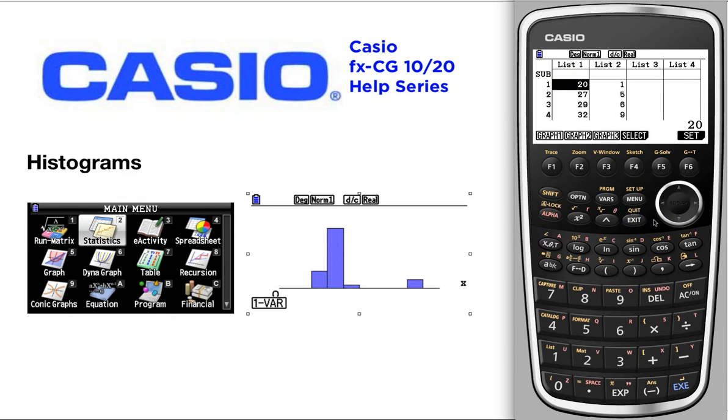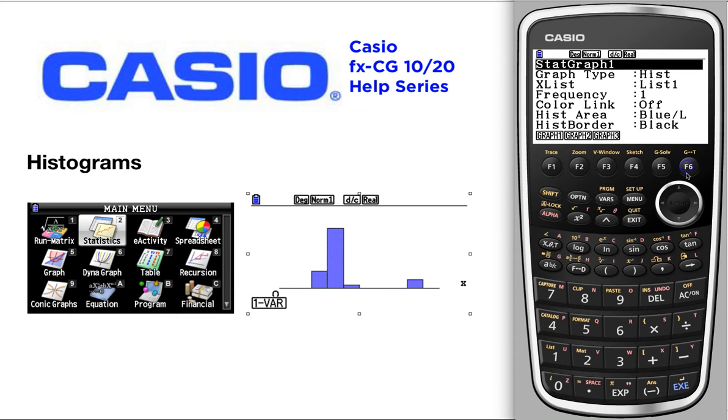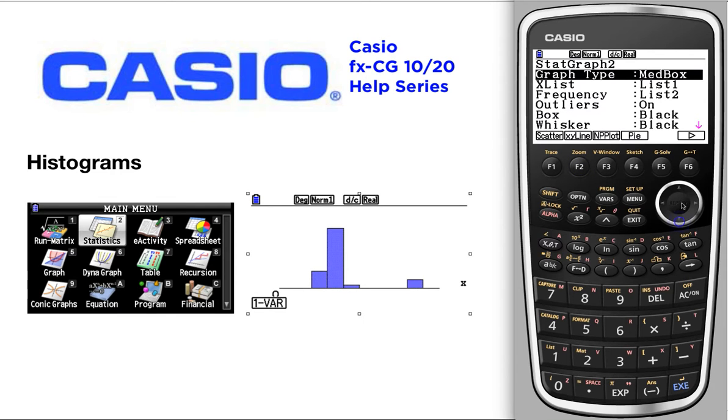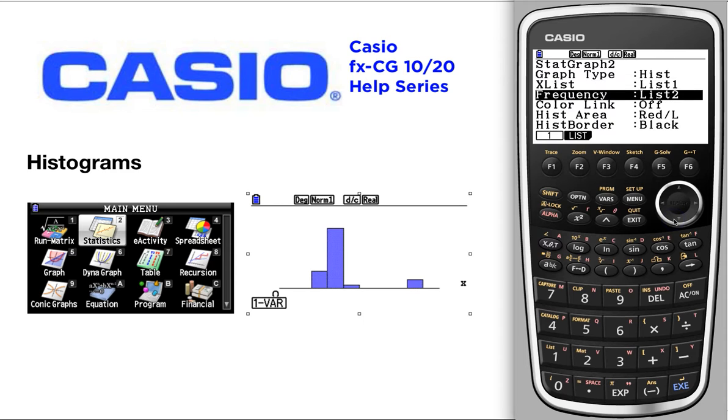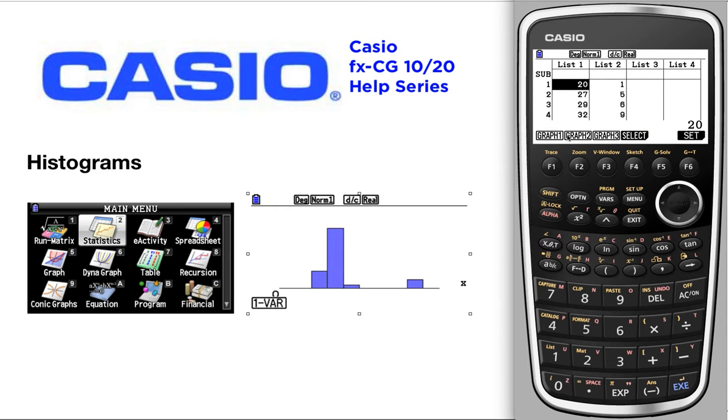Okay, now let's create a second graph. So we're going to set up graph number 2. Press F2. Again, we want to make a histogram. List 1, we're going to use frequencies out of list 2. Color link we'll leave off. Histogram will be red. We're going to put these right on top of each other.